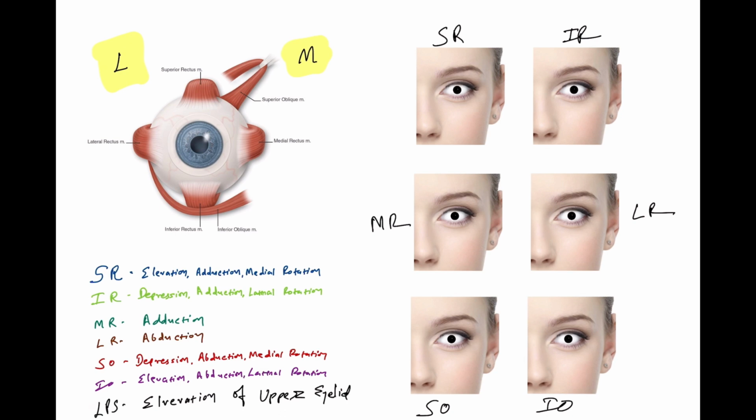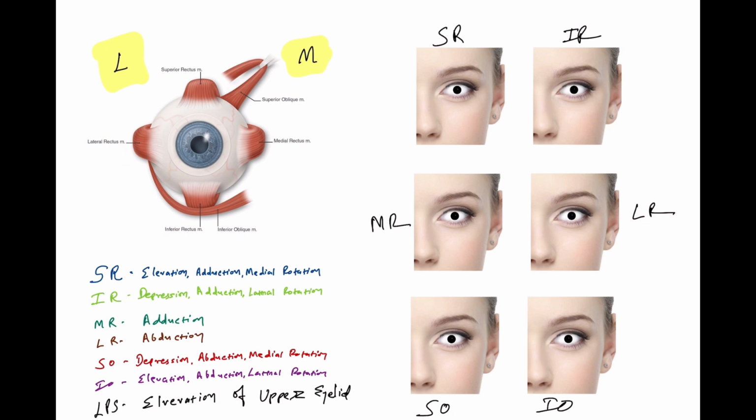And the actions that they cause on the eyeball, there are 6 basic actions. One is elevation, that is superior movement of the eyeball. Then there is depression, that is inferior movement of the eyeball. Then you have adduction. Adduction means medial movement of the eyeball. Abduction means lateral movement of the eyeball. And then we have medial rotation and lateral rotation.